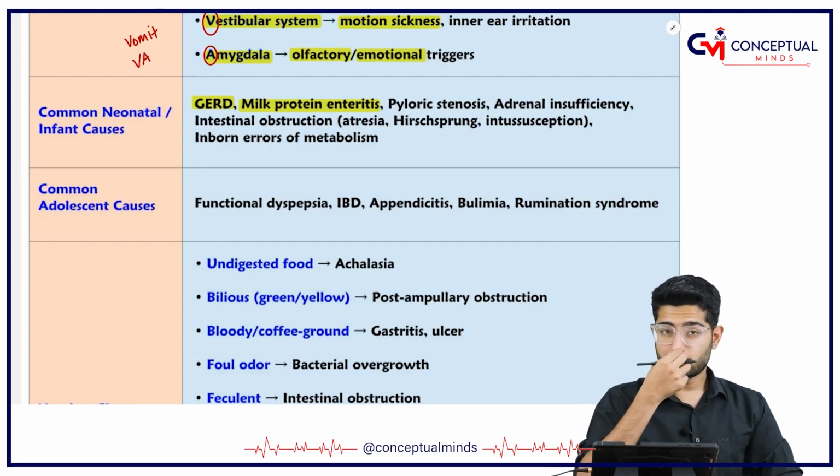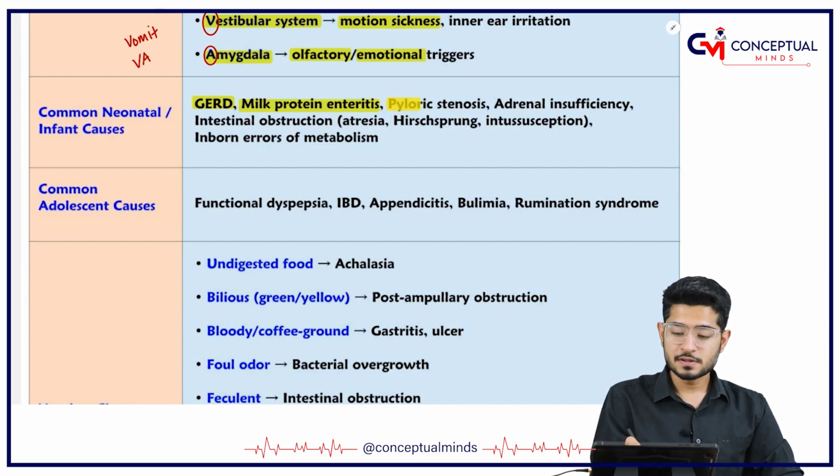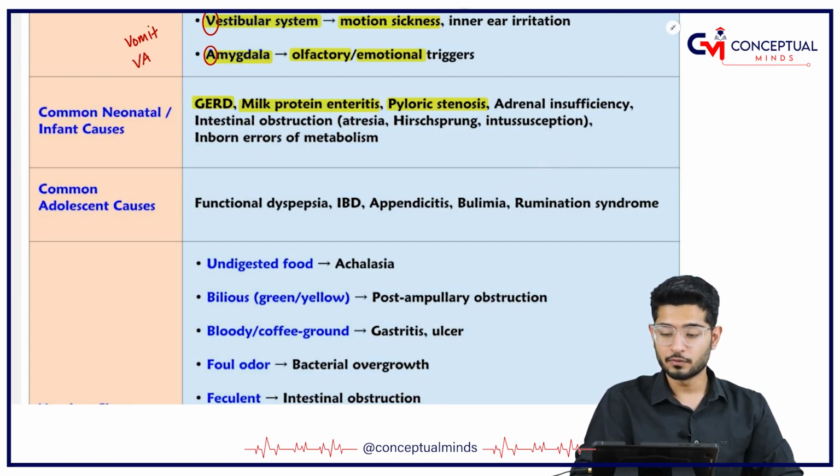Some children don't find milk protein suitable. Whenever you give milk protein, it will cause inflammation of the gut, and once inflammation happens, this may lead to vomiting also. Pyloric stenosis: this is your stomach, and if the pylorus region is stenosed, of course the contents are going to come back through vomiting.